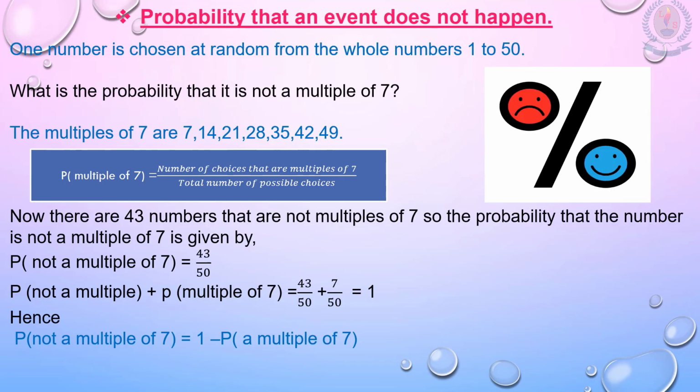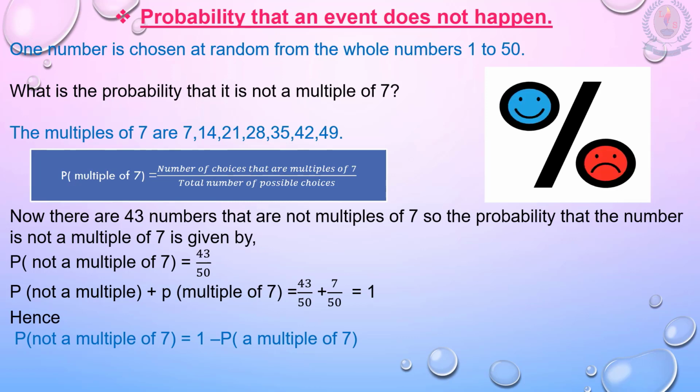Here you can see an example. One number is chosen at random from whole numbers 1 to 50. What is the probability that it is not a multiple of 7? We could find this probability by listing the numbers from 1 to 50 that are not multiples of 7. But it is easier to list and then count the numbers that are multiples of 7.